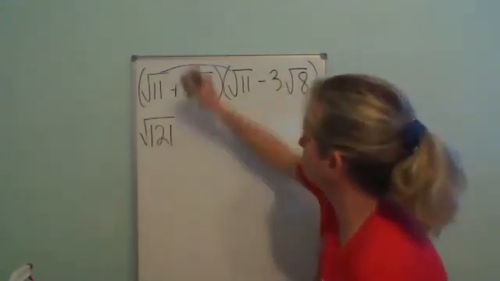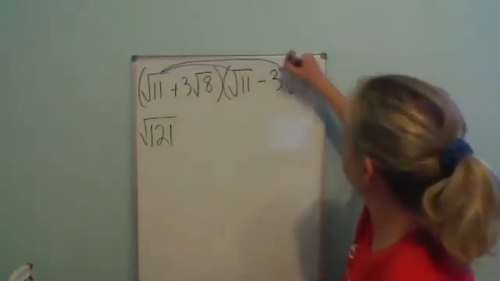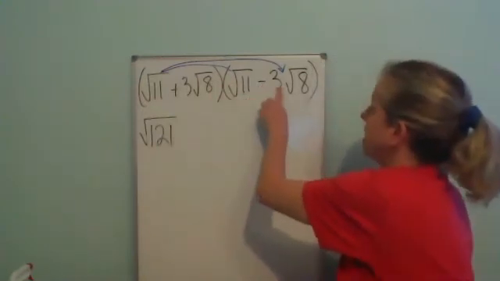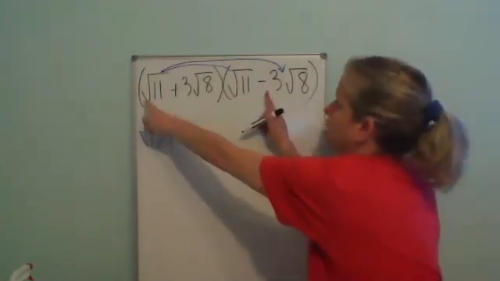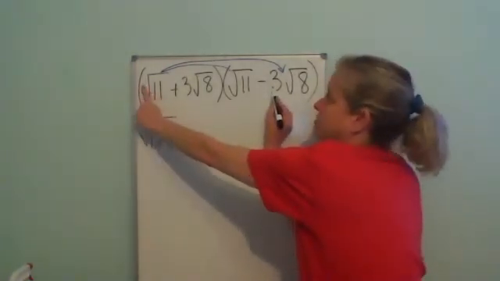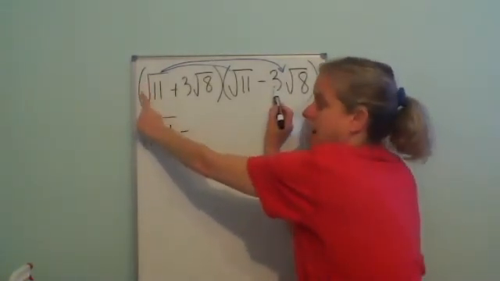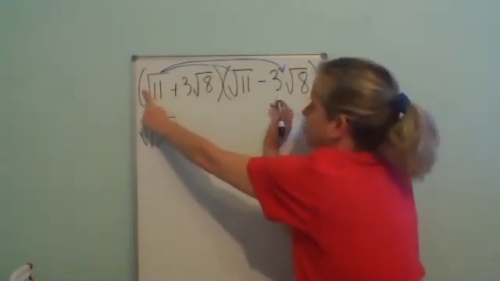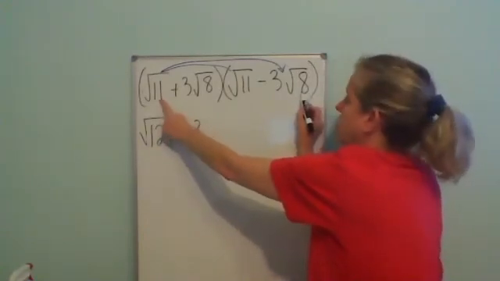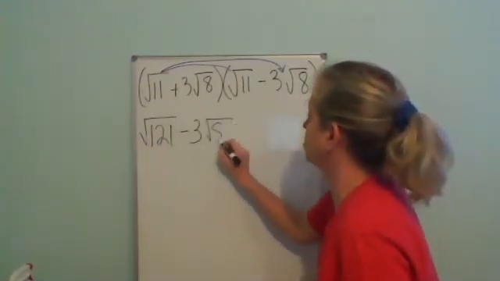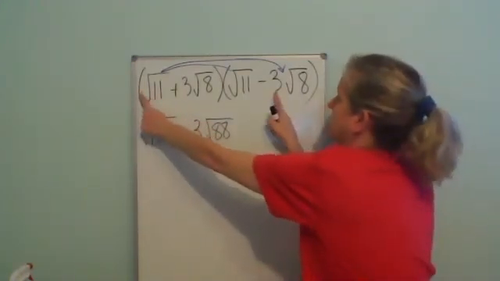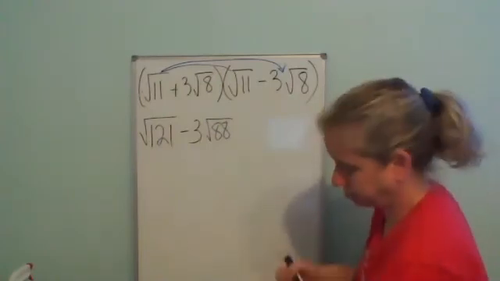Now my outer, here's where it gets kind of tricky. So let's see, I've got the square root of 11 times negative 3 square roots of 8. So first of all, it's a positive times a negative, so it's going to be negative. In front of my square roots, I've got 3 times, pretend there's a 1 there. So 3 times 1 gives me 3. Underneath my square roots, I've got 11 times 8, which gives me the square root of 88.